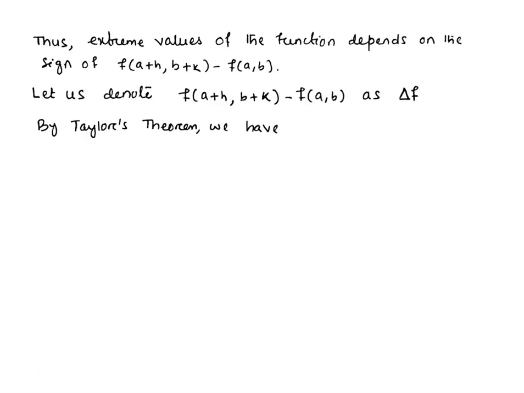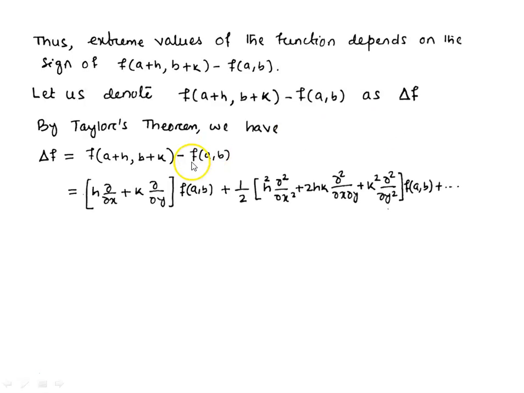By Taylor's theorem, we have the expansion for f(a + h, b + k). And we have seen in Taylor's theorem that f(a + h, b + k) is equal to f(a, b) plus (h ∂/∂x + k ∂/∂y) f(a, b) plus 1/2! times (h² ∂²/∂x² + 2hk ∂²/∂x∂y + k² ∂²/∂y²) f(a, b), and so on. Now this difference delta f can be written in this way: f(a + h, b + k) minus f(a, b) is equal to this.